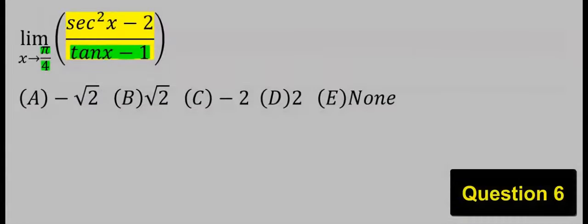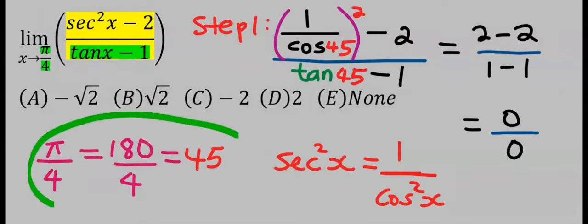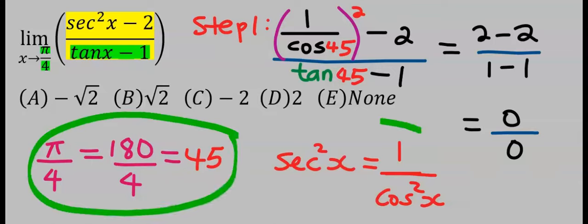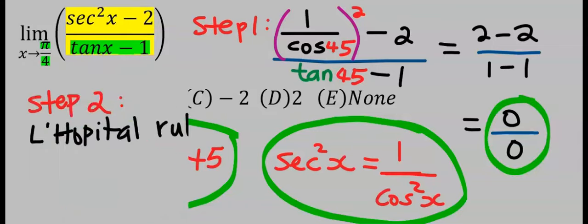Next, consider this question. In trigonometry, pi over 4 is the same thing as 45 degrees. Likewise, sec square x is the same thing as 1 over cos square x. Hence, in the given function, sec square x can now become this. And using this concept in step number 1, which is direct substitution, we are now going to have an indeterminate form of result.